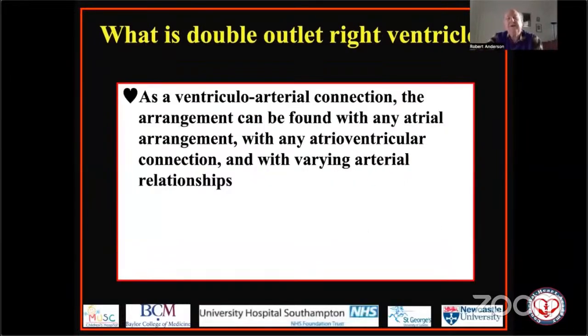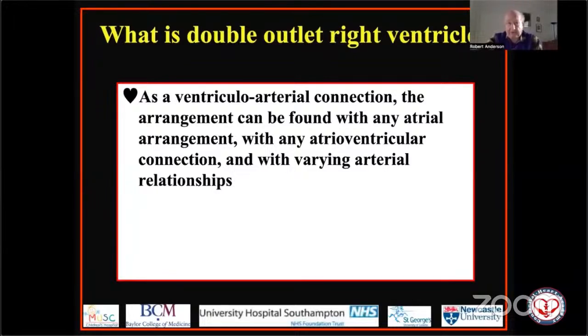Now that is important in itself, because if it is no more than a ventriculo-arterial connection, you're going to find it in patients with various types of atrial arrangement. Usually, there will be usual atrial arrangement. And today, we're only going to show you examples of hearts with double outlet right ventricle having usual atrial arrangement. But many of you will know that when you have right isomerism, it's very frequent to find patients having the ventriculo-arterial connection of double outlet right ventricle.